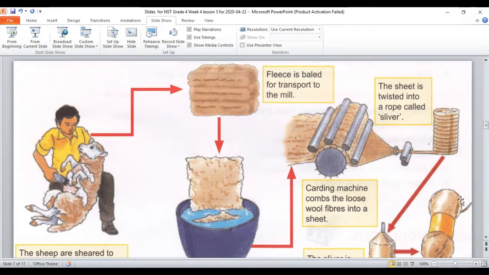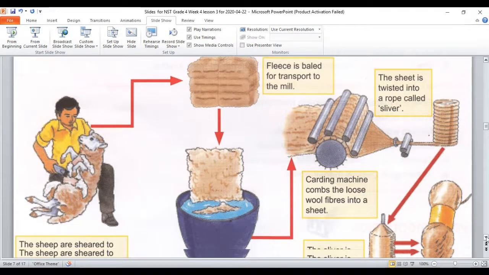So from here, it is not yet ready to be worn. It is not yet ready to be dressed. It still has to go further. Now, let me come to the next slide.